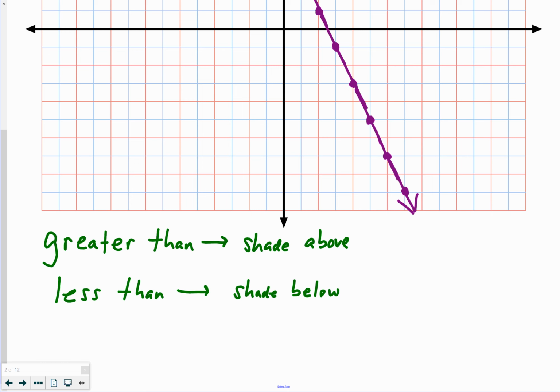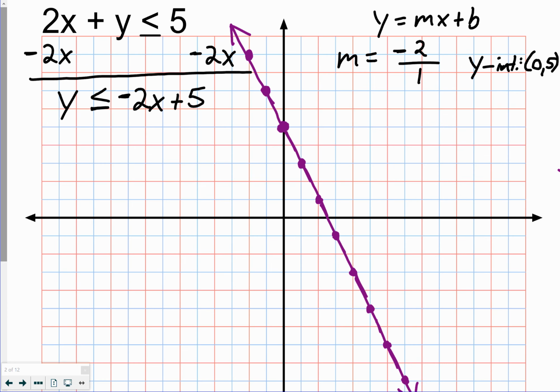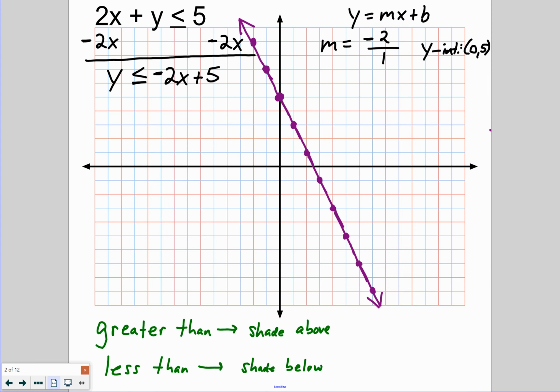Let's look at the inequality symbol for this problem. It says less than. Do you guys see less than? So if you just wrote that down, less than means shade below. Now this is where it can get a little tricky. What is below this line? Where is below this line? This is below. That one. That's right.